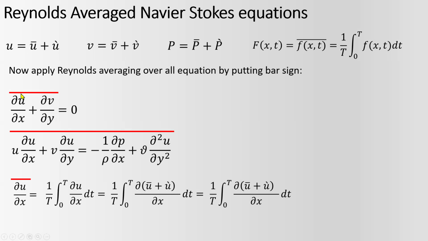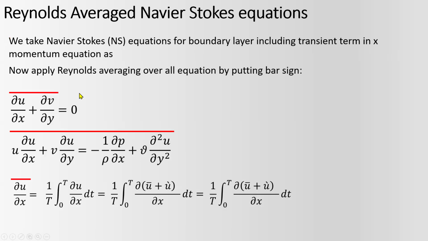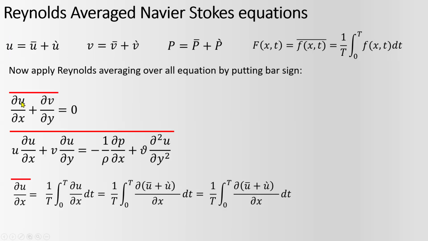So apply this bar on all the equations, and then put u equal to u bar plus u dash, v equal to v bar plus v dash, and p equal to p bar plus p dash. I'm just averaging everything here. This is Reynolds averaging. So if I take the example of one term, du by dx, the partial derivative of u with respect to x, its averaging will be based on this definition.